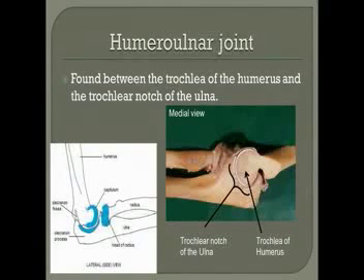The next joint is going to be the humeral ulnar joint. This is commonly called your elbow joint. This is found between the trochlea of the humerus and the trochlear notch of the ulna. As you can see in the pictures below, the trochlear notch is a deep impression found within the ulna, and the trochlea is on the distal end of the humerus.